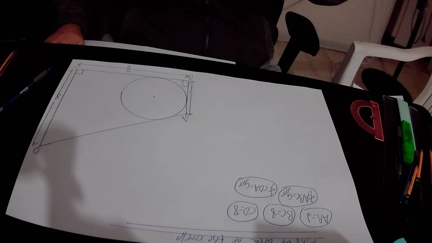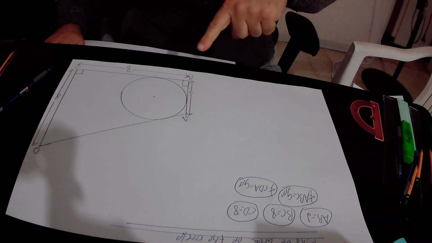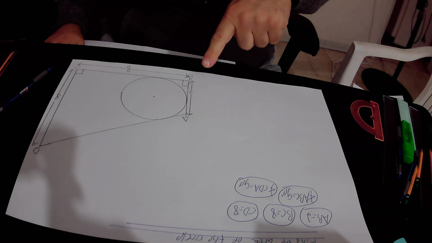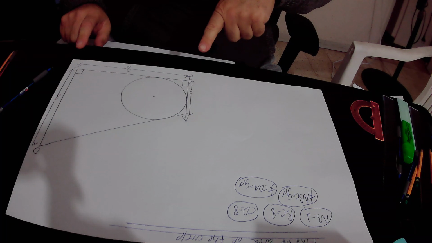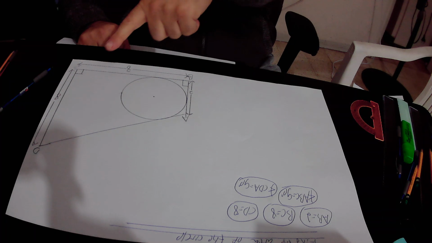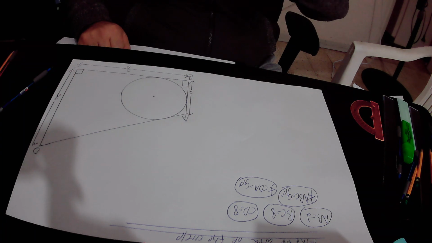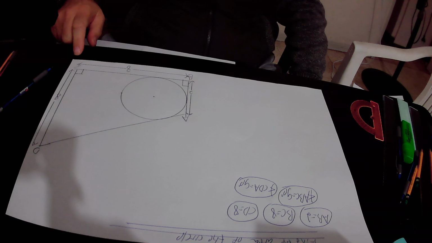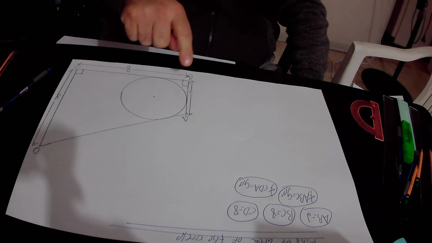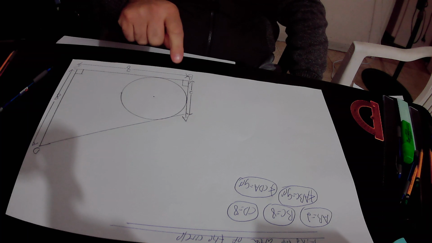In addition, we know that side AB of this quadrilateral equals 2 units in length. Side BC equals 8 units. Side DC also equals 8 units. This is angle ABC, which is equal to 90 degrees. And this angle ACD, angle DCB, also equals 90 degrees. Again, our mission is to find the area of this circle.